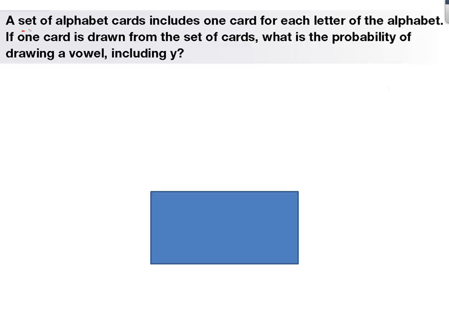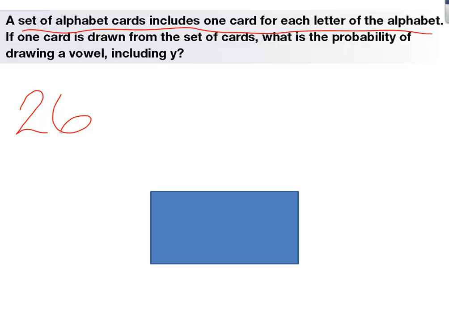So a set of alphabet cards, including one card for each letter of the alphabet. So how many cards are we going to have? If you don't know, then do your ABCs and count them. But that number is 26. We're going to have 26 cards.